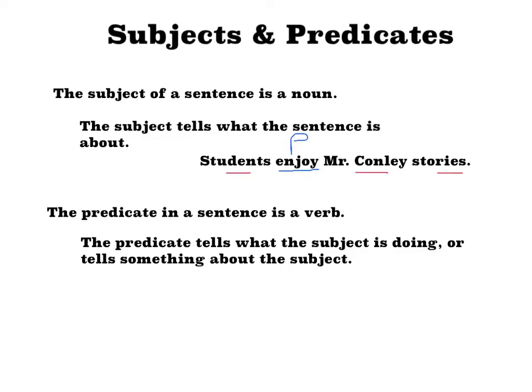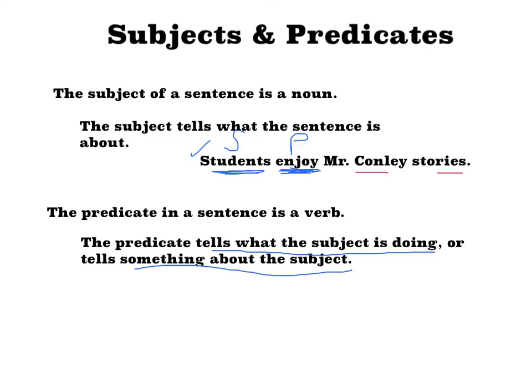And so the question is, is students or Mr. Conley or stories the subject of the sentence? Only one can be the subject of the sentence, and in this case, it's students. And the reason why is because who is enjoying? Students are enjoying. And that's why students is the subject in this sentence. Remember that the predicate tells what the subject is doing or something about the subject. And in this case, students are enjoying Mr. Conley's stories. So students is your subject and enjoy is your predicate.